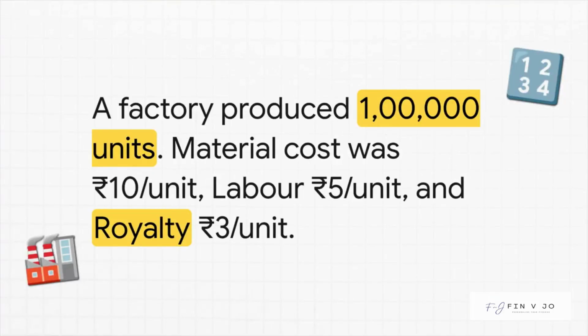All right, grab your calculators, because we're going to walk through a practical illustration to really lock this math into your brain. Imagine an exam question where a factory produces exactly 100,000 units. The costs are cleanly broken down for you. Material cost is 10 rupees per unit, labor cost is 5 rupees per unit, and there's a direct royalty fee to a technology supplier at 3 rupees for every unit produced.